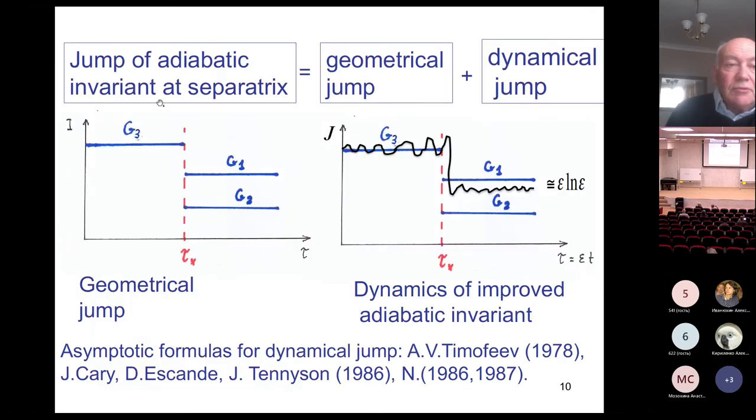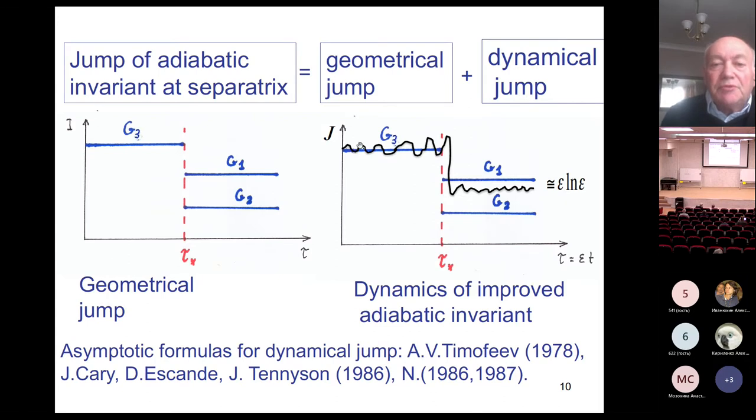So it looks as follows. In the outer domain, we have some constant value of the adiabatic invariant, but when we jump to the inner domains, we have one value in one domain and another value in the other domain. So we can call it the geometrical jump of the adiabatic invariant. But in addition to this, there is a dynamical jump, which depends on the value of the small parameter.